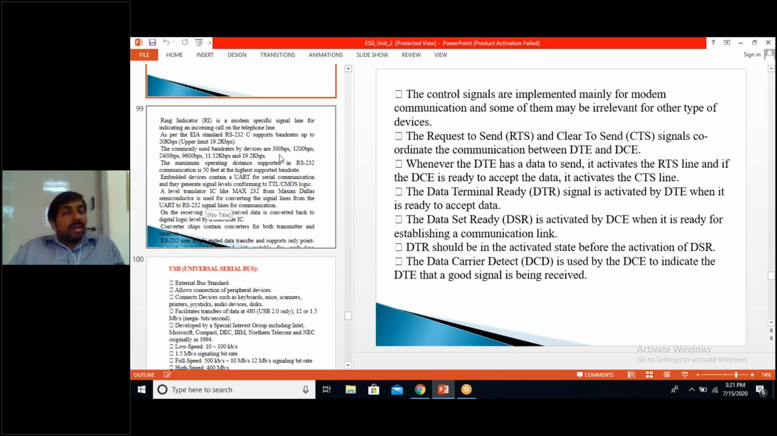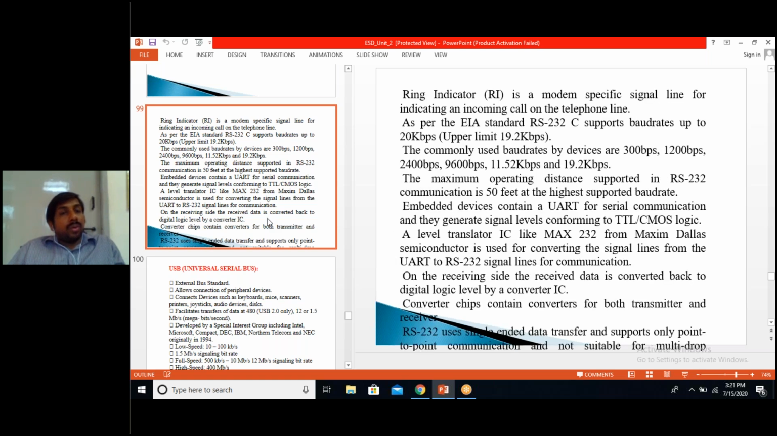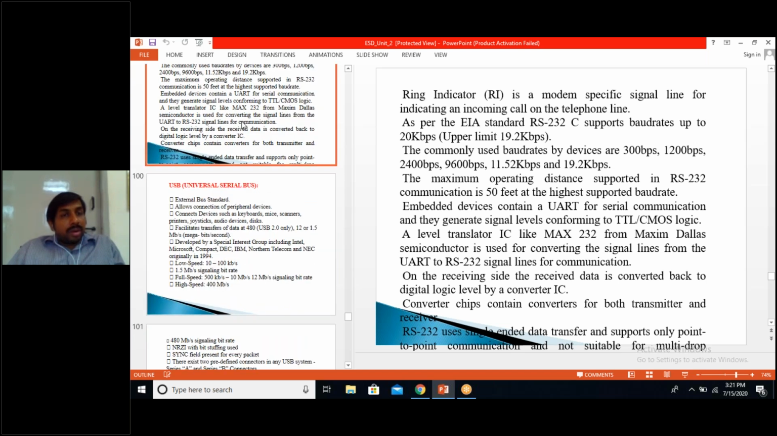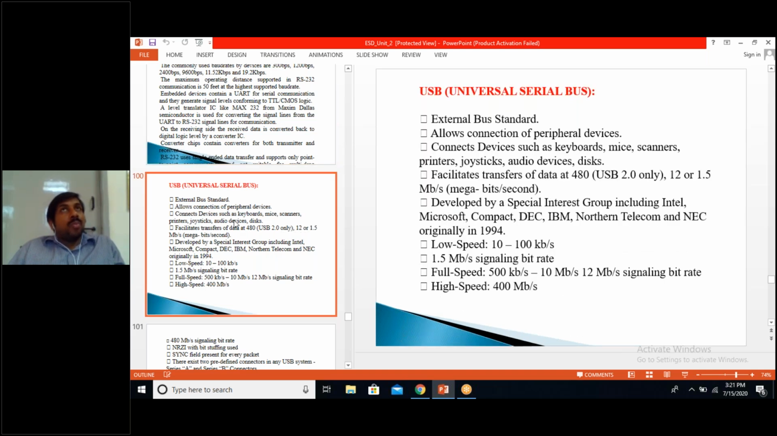You can design RS-232 for different baud rates: 300 bits per second, 1200 bits per second, to a maximum of 19.2 kilobits per second. The operating distance is within 50 feet. It also uses the UART standard, and it is equipped with a MAX232 level translator IC for communicating data between UART and RS-232. So under wired interfaces, off-board, product level or external communication interfaces, the first one is RS-232.